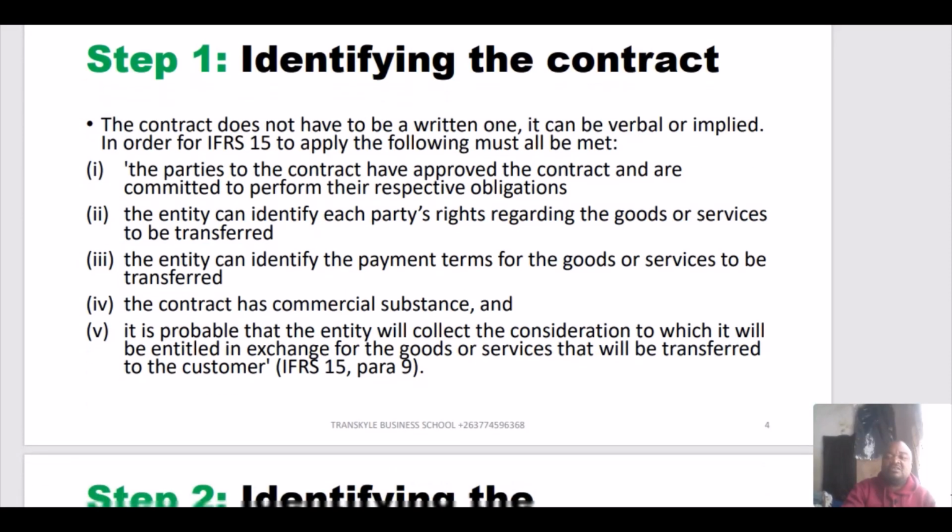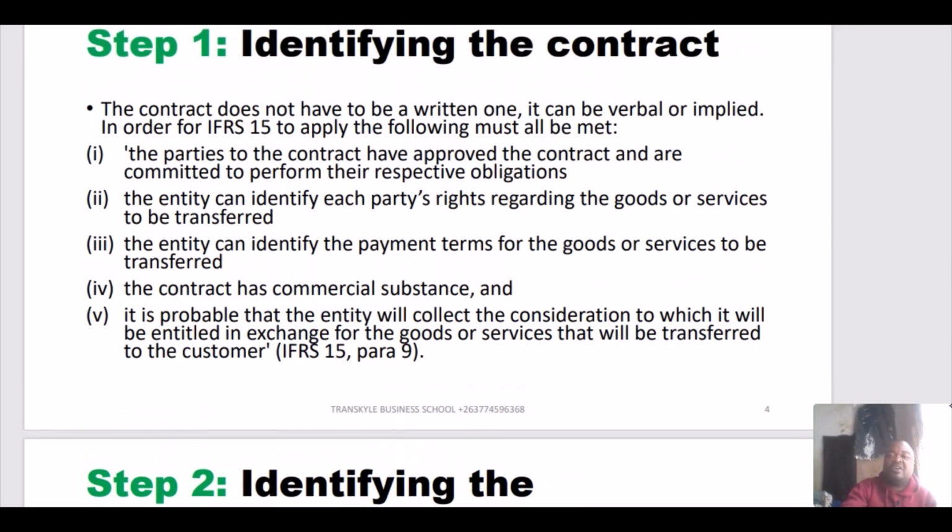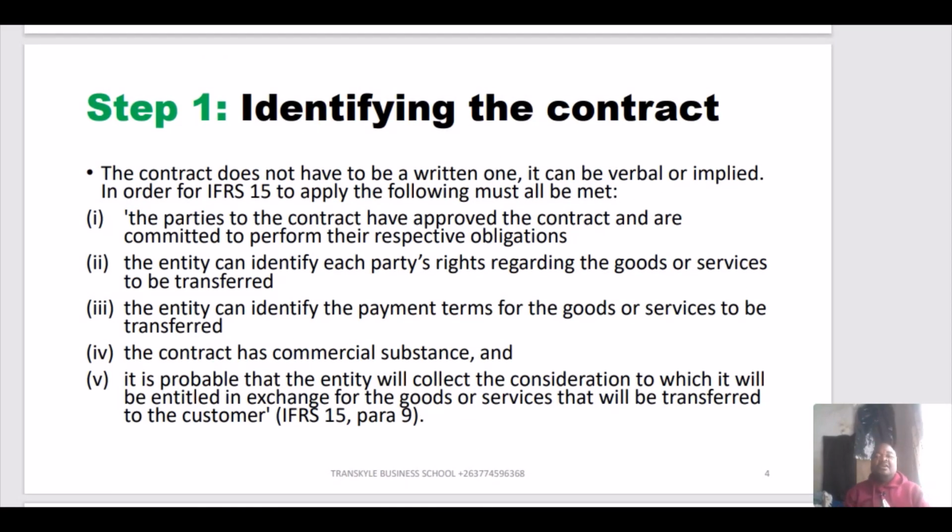How do you identify a contract? That's the question which could be of interest. The contract does not have to be written. It can be verbal or implied. In order for IFRS 15 to apply, the following must all be met. Number 1, the parties to the contract have approved the contract and are committed to perform their respective obligations. So this is why I talked of the offer and acceptance issues.